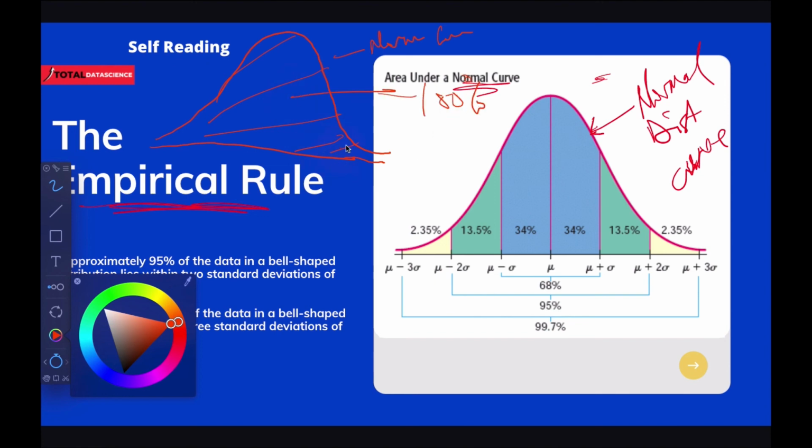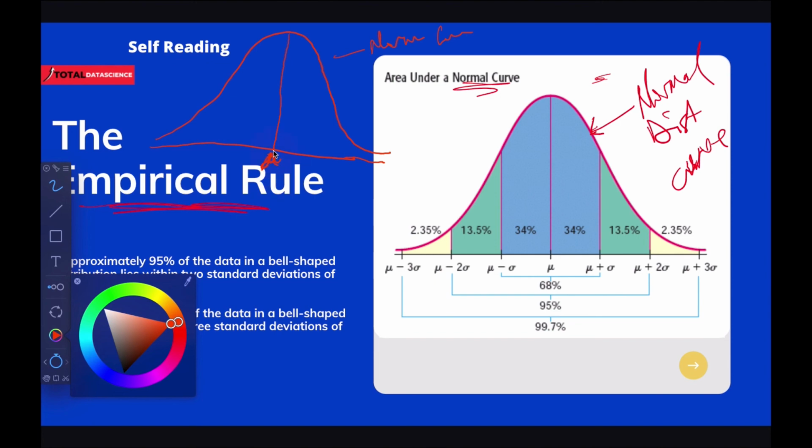The area under the curve is equal to 100%, or equal to 1 if you pick it that way. What this is saying is that the area under the curve represents the total data set that you have. You have the mean over here, and this is the symbol for the population mean.